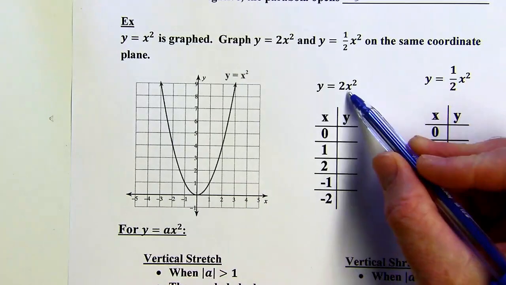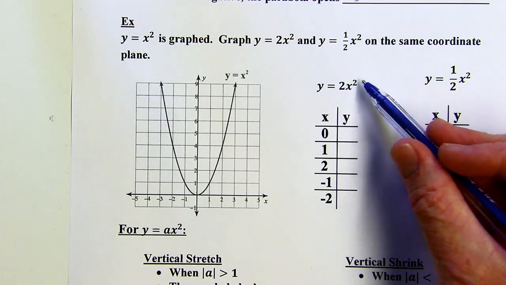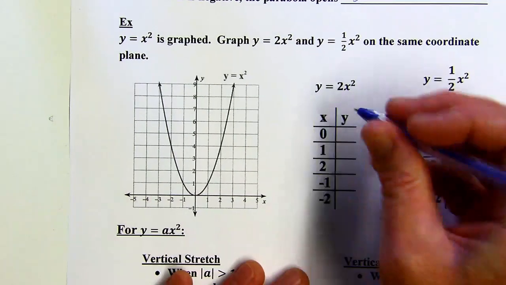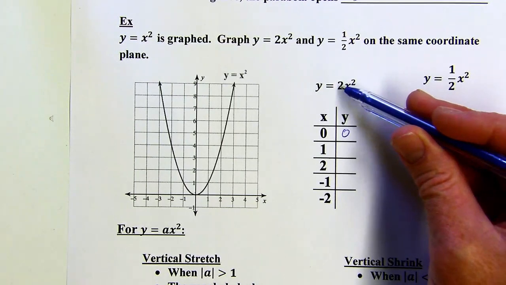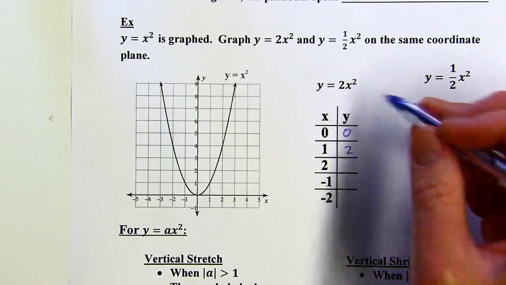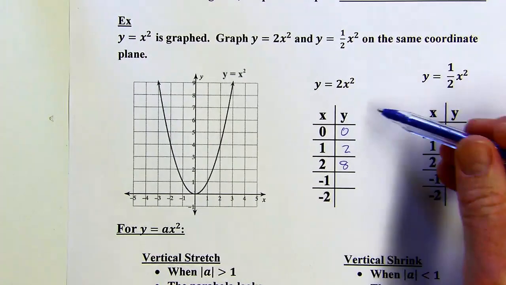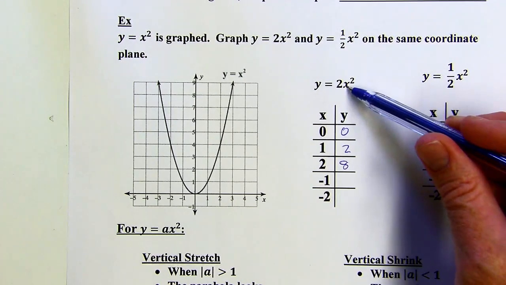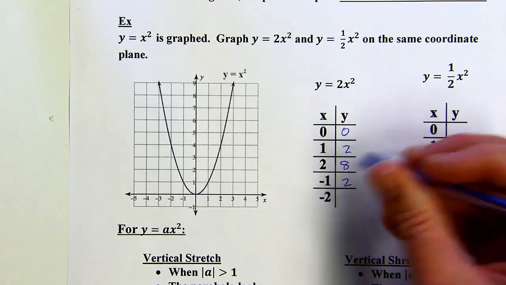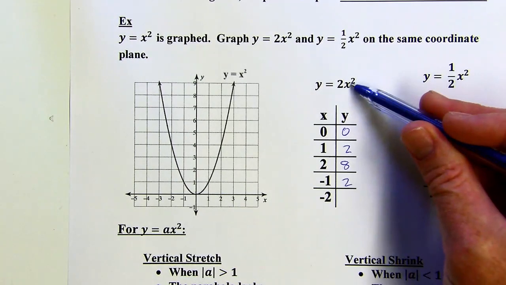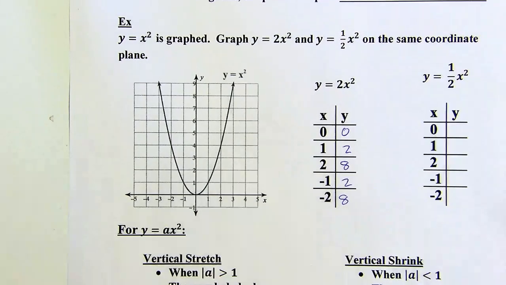If I plug in a 0 into this, I'm just going to do this in my head so I don't have to write all of it down. But 0 squared is 0. Then multiply that by 2. It's still 0. Okay? If I plug in a 1, 1 squared is 1. And if I double that, I get 2. If I plug in a 2, I get 2 squared is 4. If I double that, I'll get 8. And if I plug in a -1, -1 squared is +1. Then multiply by 2. That would be +2. -2 squared is 4, then double, I get 8. Okay, so you're squaring first, then multiplying by 2 on each of those.